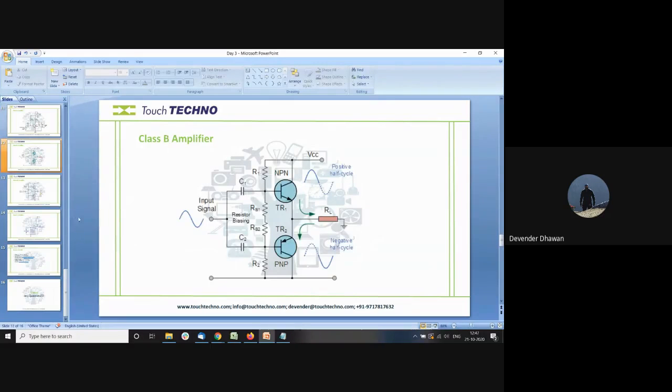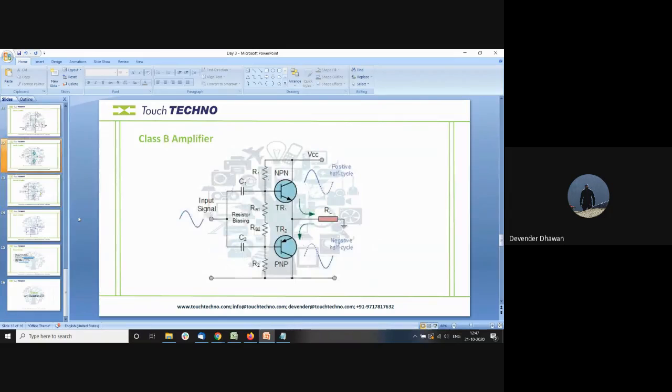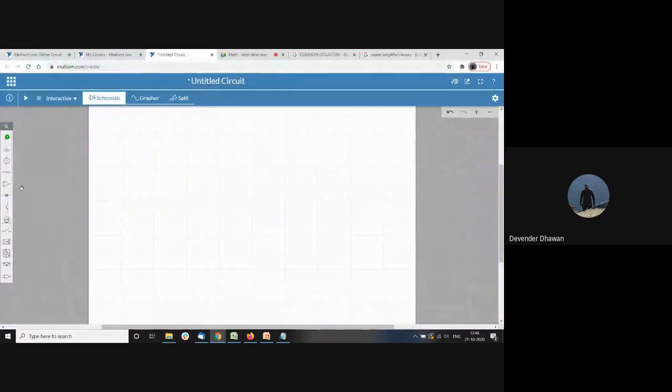Now the next classes are class B, then class AB, and class C also. I'm not sure if we'll be able to cover all of these, but class B I would like to cover. This is the basic circuitry, and again I will not be going into the exact values. Let me just quickly design this. We have one NPN and one PNP transistor, two resistances here, two capacitances, two resistances here, and that's it. Simple enough. So we have NPN here and PNP here.